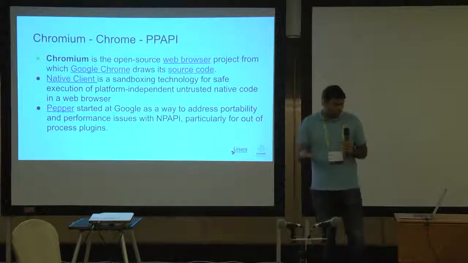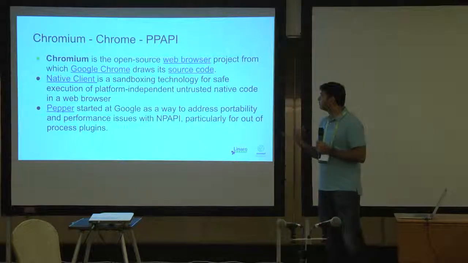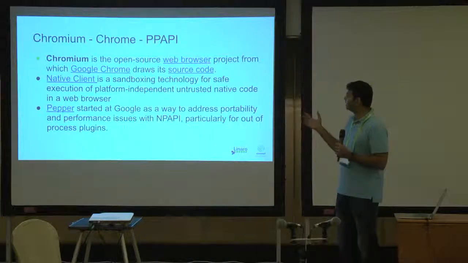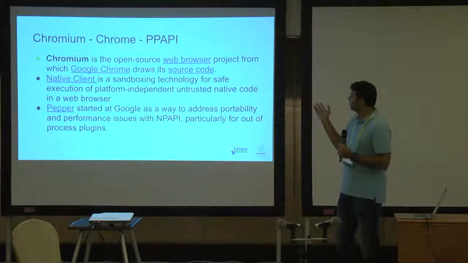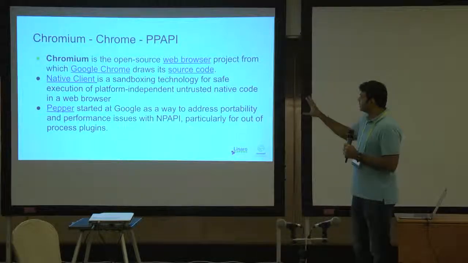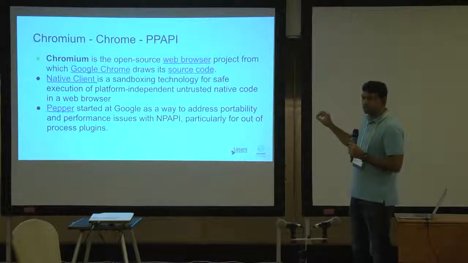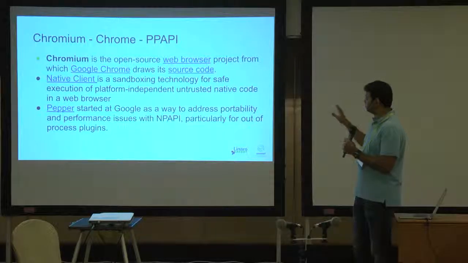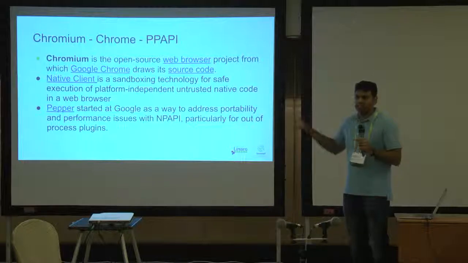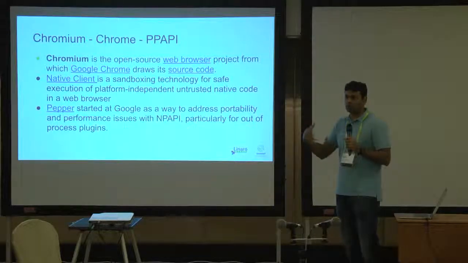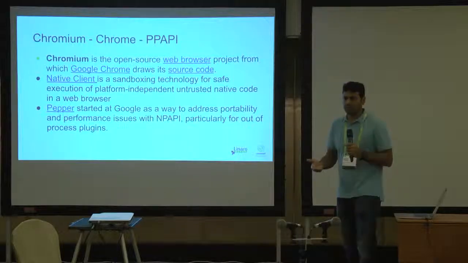Now Chromium. Chromium is the open source web browser project from Google, and Google Chrome, as we know, derives its source code from that. And what is Pepper? Another important term is the Pepper API, the Pepper plugin API. It was started at Google as a way to address portability and performance issues with the NPAPI. It's basically an API to talk to native applications, right? If you have GStreamer or some native application or a CDM or anything, the way a browser can use that capability is using the Pepper plugin API, right?